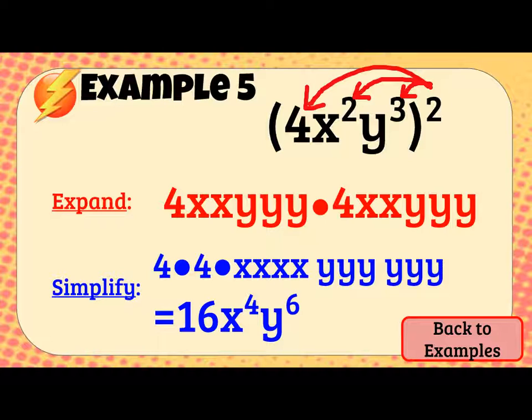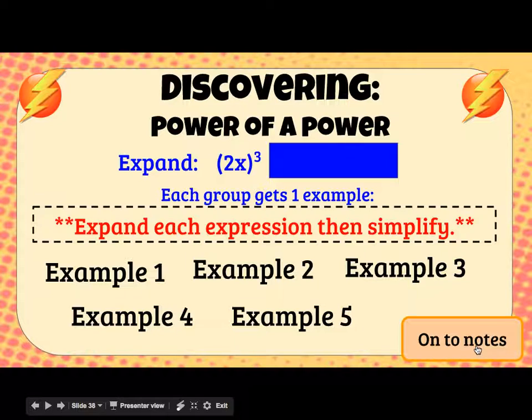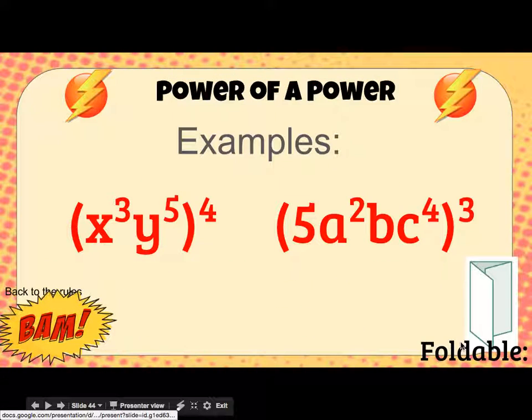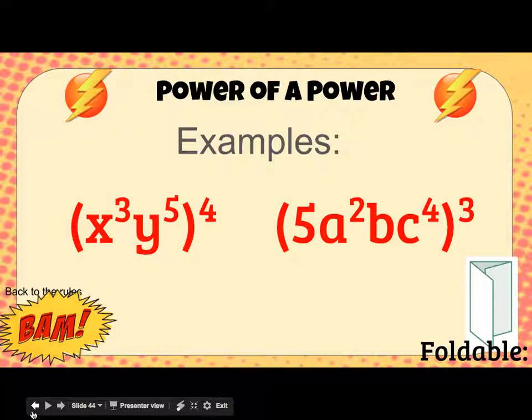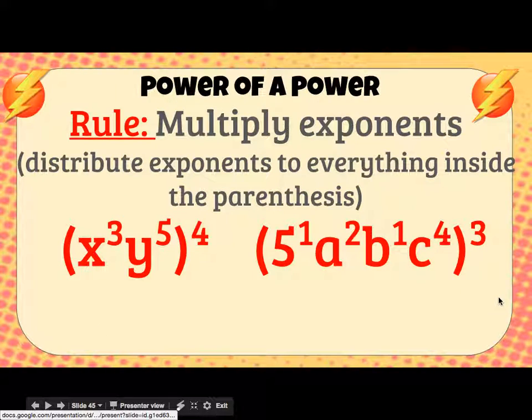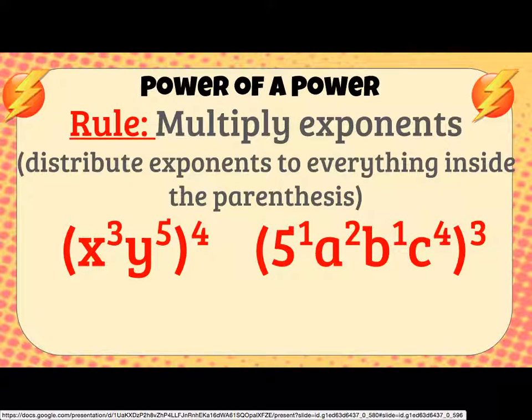Okay. So on to our notes now. Here are your examples that go out front on the power of a power. Open up that foldable, and here's the rule. The rule is that we're multiplying our exponents in this case with power of a power, and we're really distributing that exponent to everything inside that parentheses is really what happened.